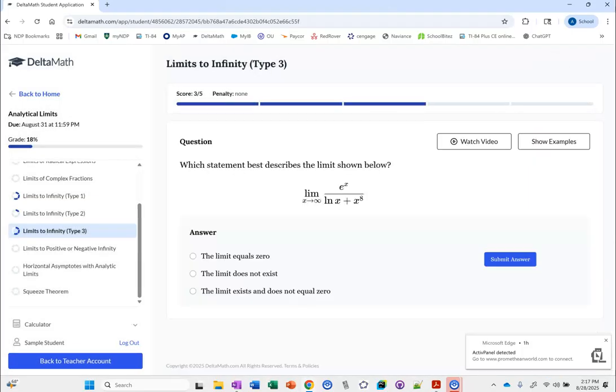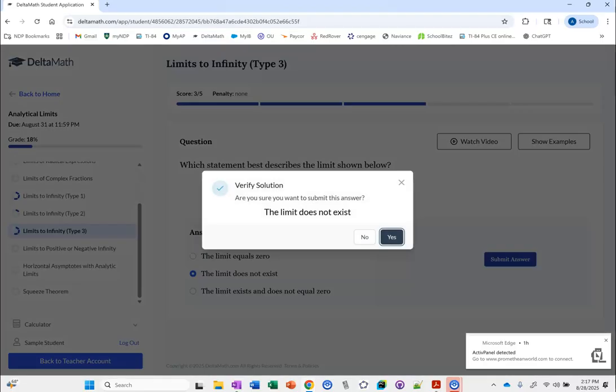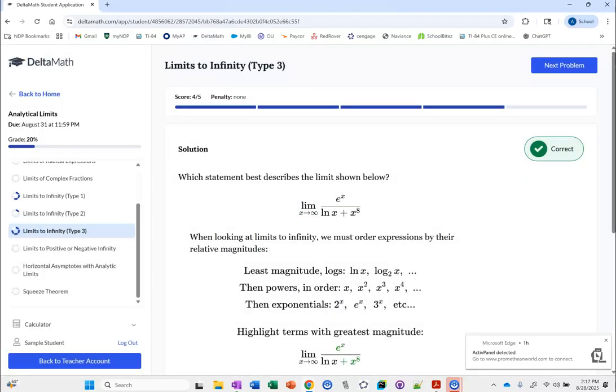Here you go. Something like that. So on top, we have an exponential. The biggest thing on the bottom is x to the 8, a polynomial. Which one's growing faster? You just said the top. Exponentials are the fastest of all the fasties. So the top is growing faster. So we would say it goes to positive infinity, but Delta Math wants you to say does not exist. Got it. Does that feel good?